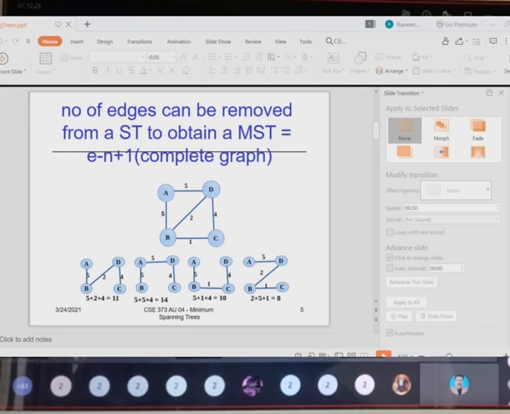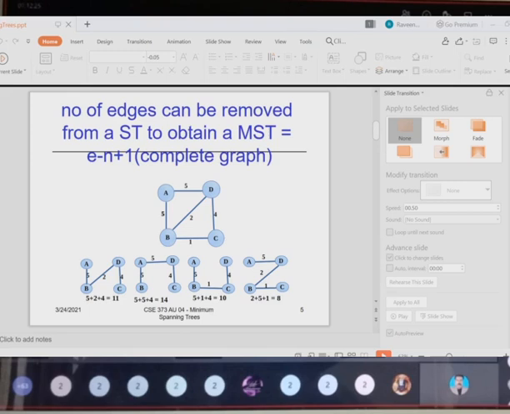Okay, we'll take this example. Here we have a graph which has 1, 2, 3, 4, 5 vertices and 5 edges in total. So our question is a graph which contains 5 vertices and 5 edges.